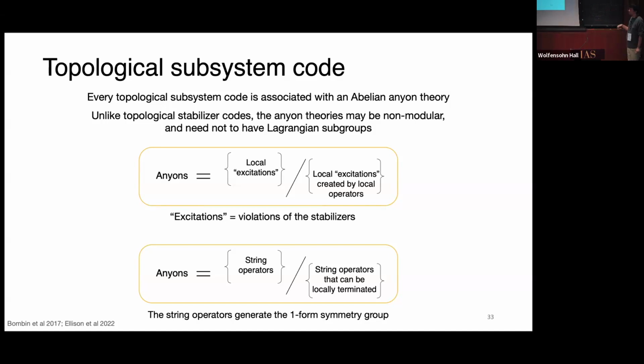What do you mean by non-modular? Oh, just this is the matrix B. Now the modularity means the matrix B, the braiding matrix, has to be invertible. But now it doesn't have to be. The determinant could be 0.